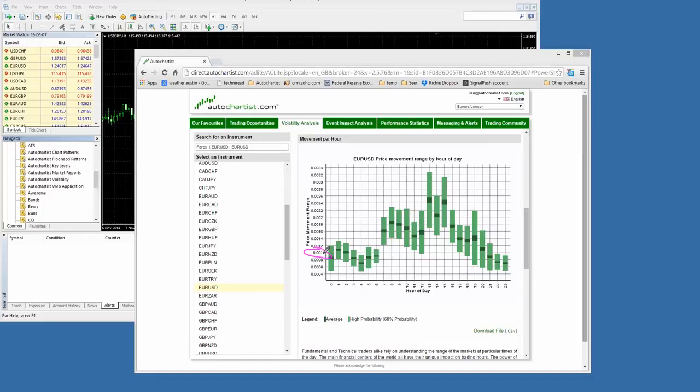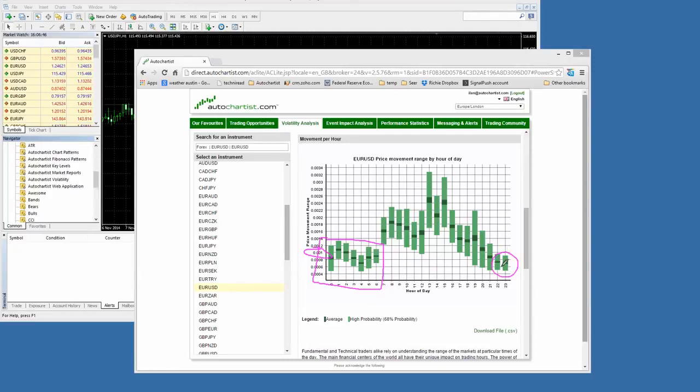Let me erase all these items. With a 10 pip stop loss, which is over here, if you're trading during London time between midnight and 6 a.m., there's a likelihood that your trade will close within the hour that you opened it. So let's say you opened it at midnight. There's a high likelihood that your trade would have hit its stop loss or take profit within 1 hour, by 1 a.m.